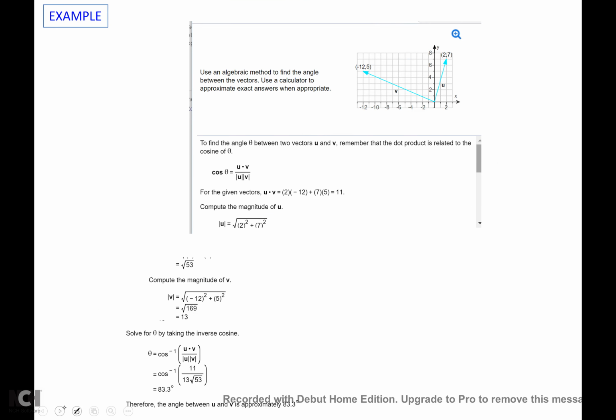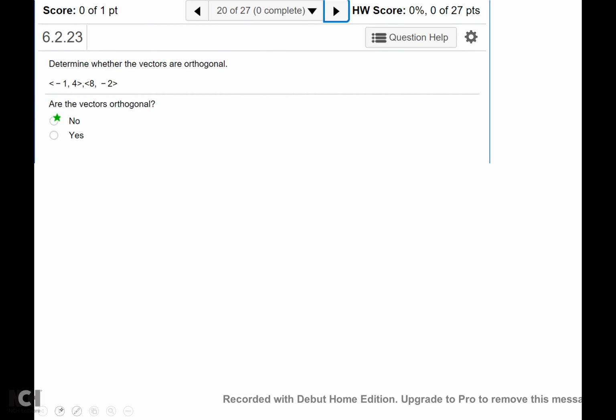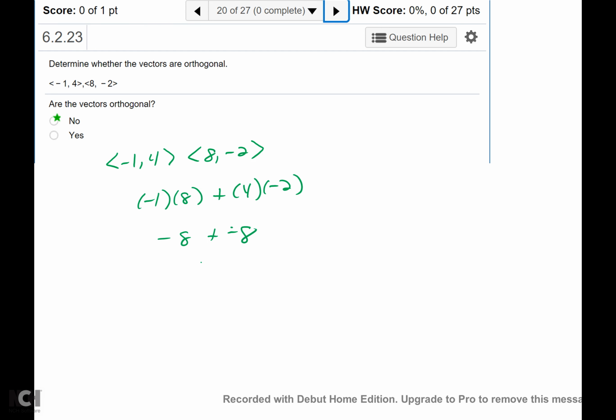Okay, next one is an example. Number 20. It says, determine whether the vectors are orthogonal. Two vectors are orthogonal if and only if their dot product equals 0. So if I take negative 1, 4, and I multiply it by 8, negative 2, that would be negative 1 times 8 plus 4 times negative 2. That's negative 8 plus a negative 8, which is negative 16. That does not equal 0, so no, these are not orthogonal.